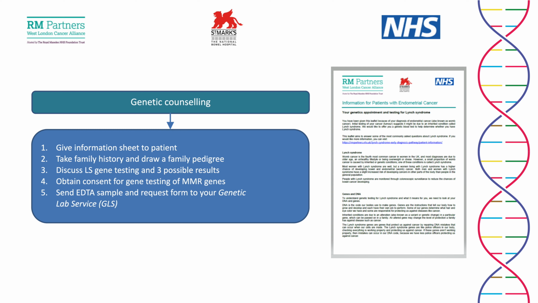The cancer team should give the mainstreaming information sheet to the patient. Ideally, this would be given beforehand so the patient understands the nature of the appointment. The first step of the conversation should involve taking the patient's family history of cancer, which will be covered in this module. Next, discuss Lynch syndrome genetic testing, consent for genetic testing, and send an EDTA blood sample and request form to the molecular laboratory.